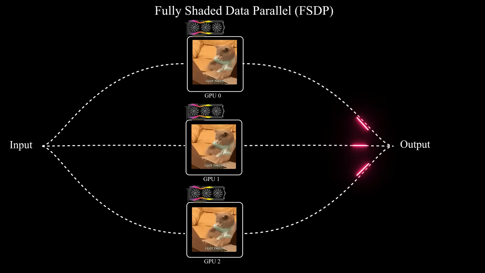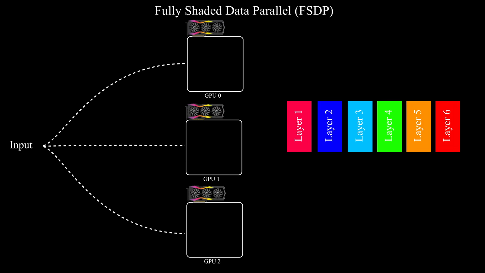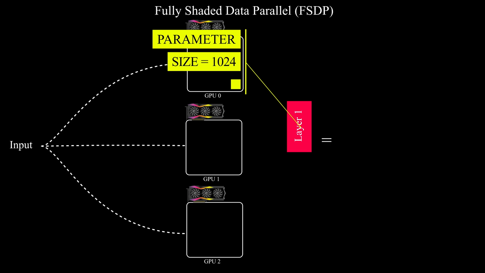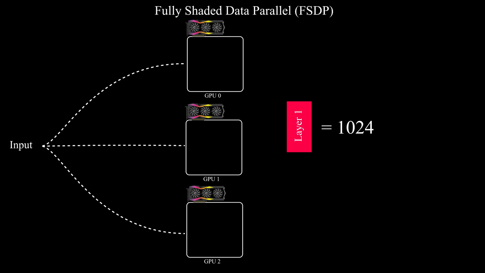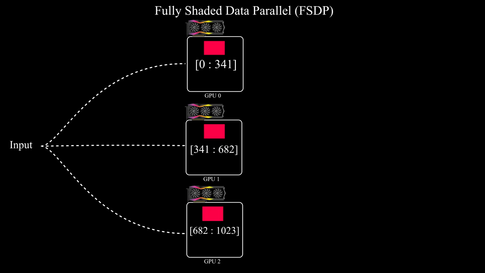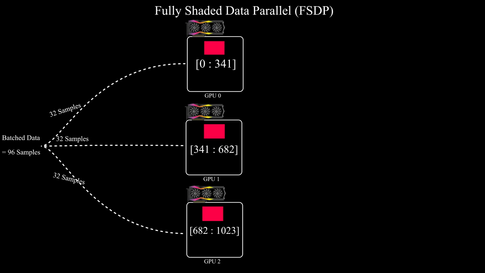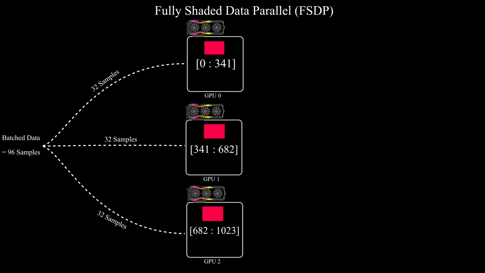Believe me, it contains a lot of tricks. Let's take the example we used before and now assume that this layer has 1024 parameters. Now you have 3 GPUs. Let's shard the parameters across all of them and you'll get this. Every GPU must have 1/3 of the total parameters, and that's the initial step. Now if you send data in a batch of 96 samples, the batch has to be divided into 3 parts as well. And hence each GPU will have 1/3, or exactly 32 samples. This was the first step.